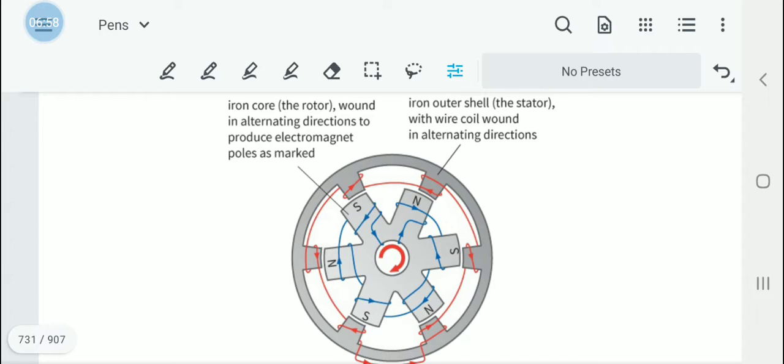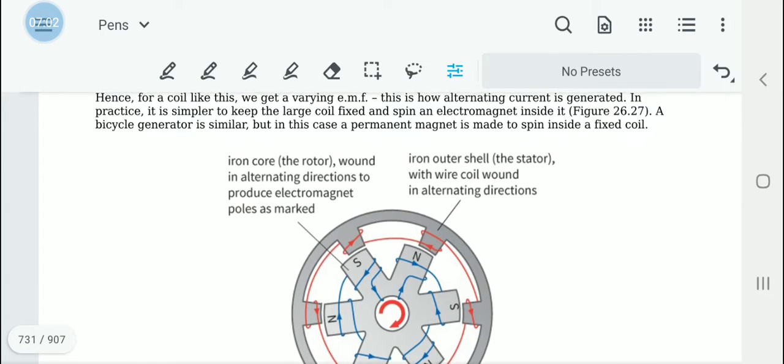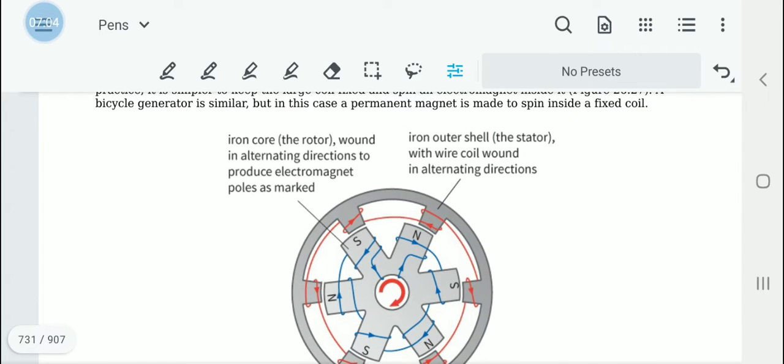So just have a look at it. Look at how the iron core, or the rotor, is wound in alternating directions. So the electromagnet poles are marked. When that happens, a direct current is generated.